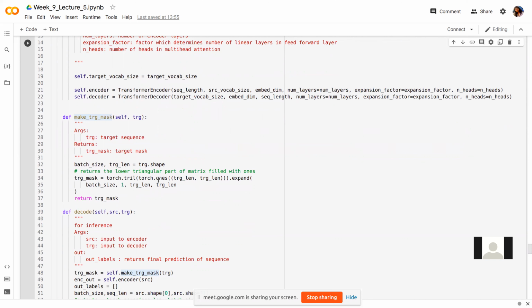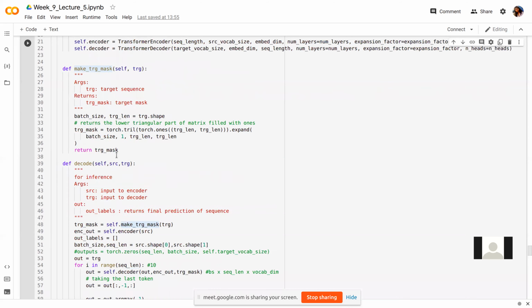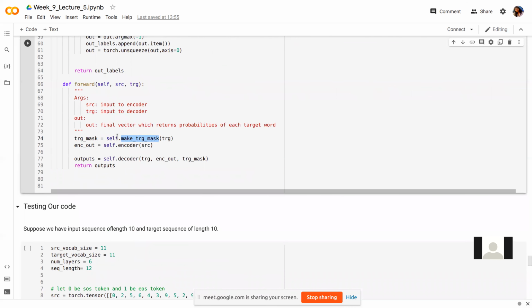For the second time step, for the first word, there is no attention which we can give to any words because that is the first word which is going to be predicted. For the second word, the attention can be given to the word which has been predicted already, that is the first word. While predicting the third word, the attention can only be given to the first two words which have been predicted, and so on. So for that, we will use this lower triangular matrix as a mask here. So create a mask, get the output from the encoder, and get the output from the decoder by passing this output from the encoder, the mask and the target sentence.